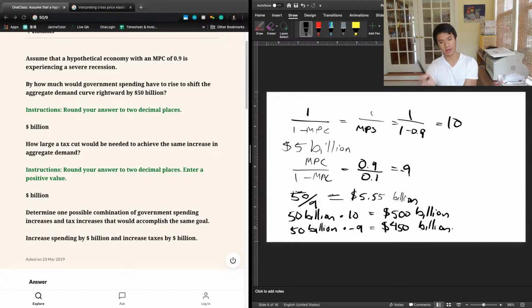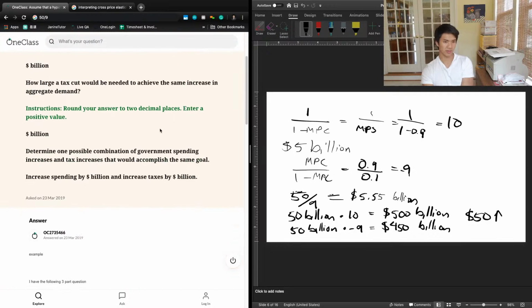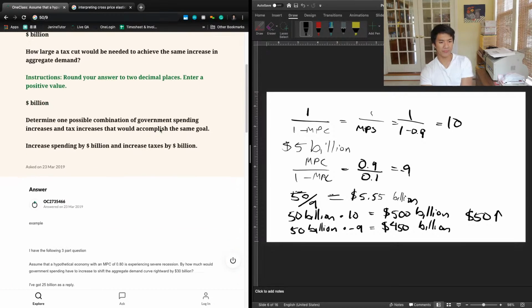So we've increased aggregate demand by $500 billion through our spending, and we've decreased aggregate demand by $450 billion through our tax increase. And that gives us a total increase of $50 billion in aggregate demand, and that was our end goal. And so we can see here with that offsetting approach, we can use a combination of government spending increases and tax increases to accomplish the same goal of increasing demand by $50 billion. So that's going to be the correct answer here.